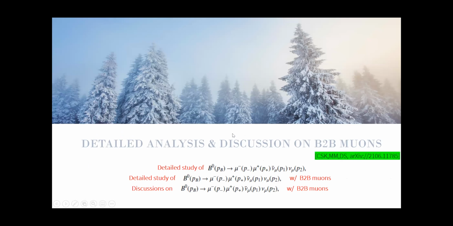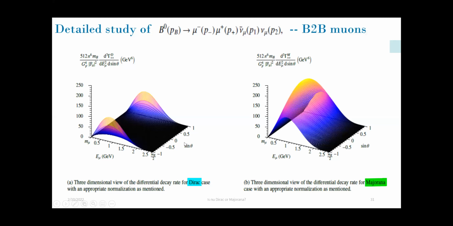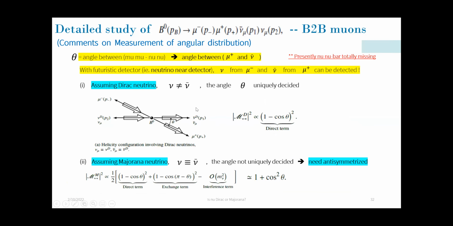Now, for the detailed analysis I cannot give full details because of the time limit, but I'll give some discussion. The result: we did a full analytical calculation, not just the Hellerstedt configuration. The result comes out this way as a function of sine theta and E mu. The E mu distribution is actually the electron, the neutron distribution actually. If you see this cosine theta like this, the total difference gives a large rate difference.